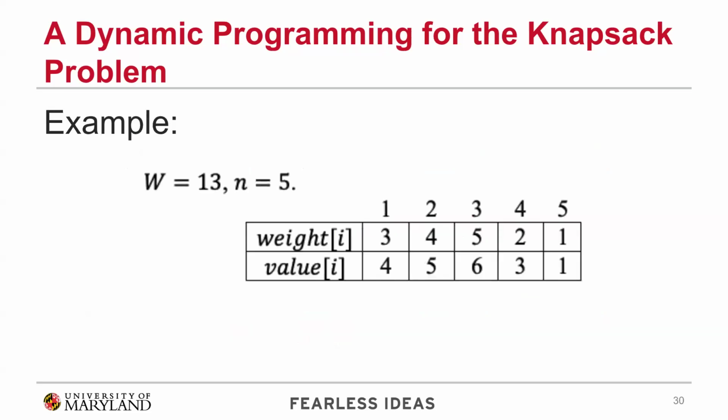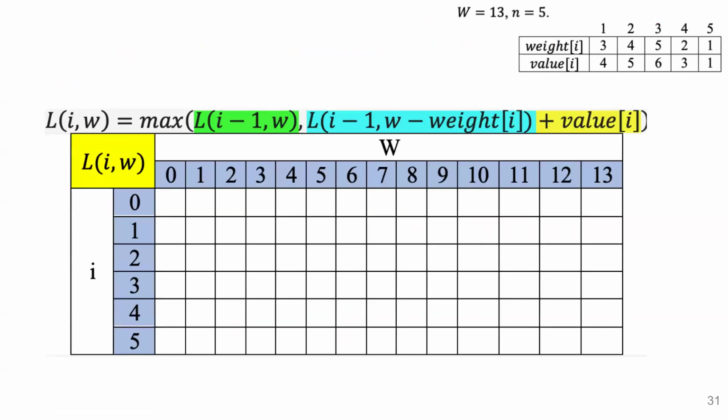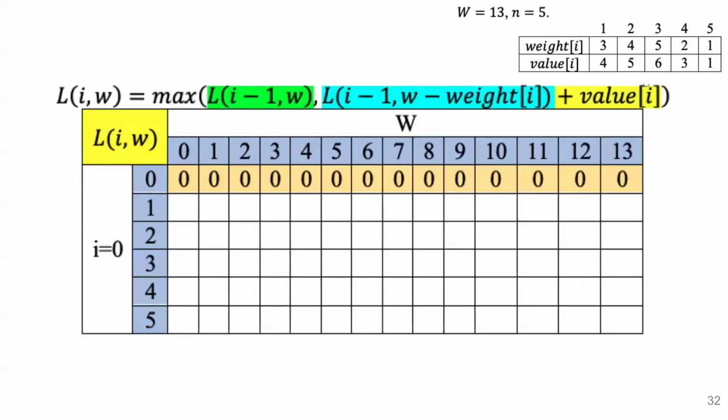So I'll walk you through an example like this. Suppose the bag capacity is 13, and we have 5 items, each item having a weight and a corresponding value. So here we formulate it this way. This is our target function, and this is our table right here, and we try to fill it out.